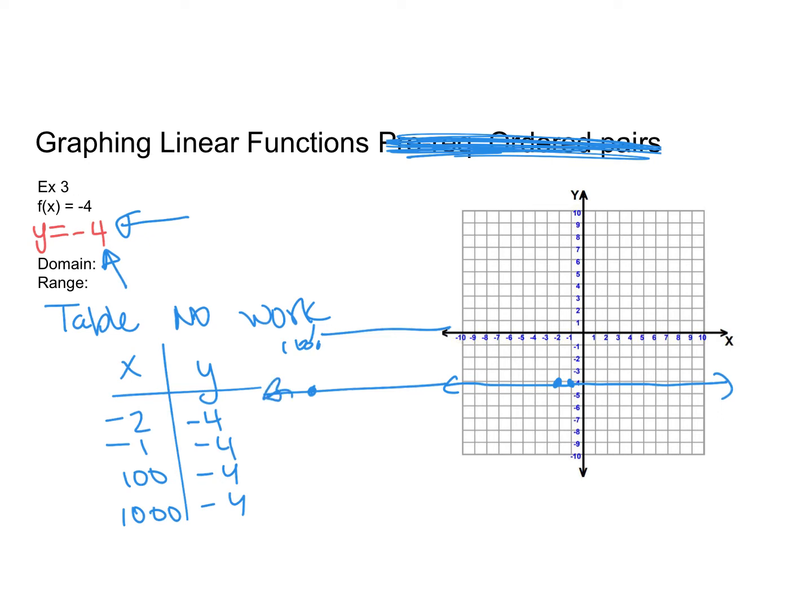So my domain is still left to right. It's a part of my function from left to right. So my domain is still -infinity to +infinity. But my range is very limited because my range is just my Y values, which in this case is -4. So this would be the set of -4.